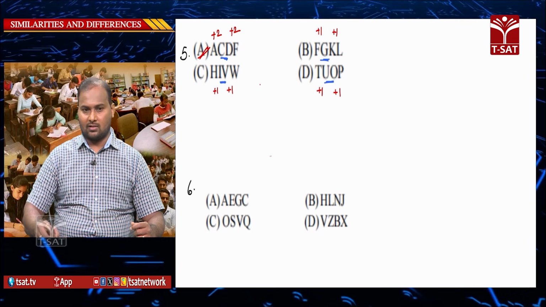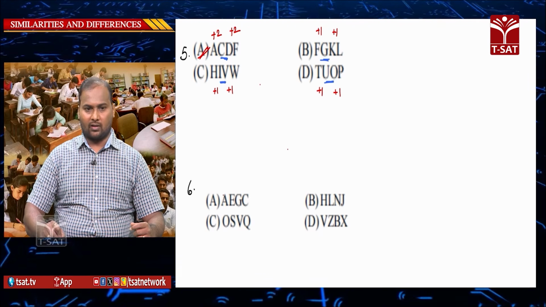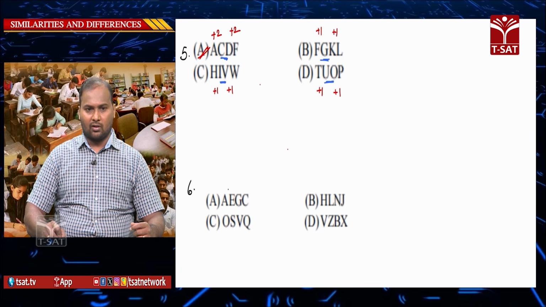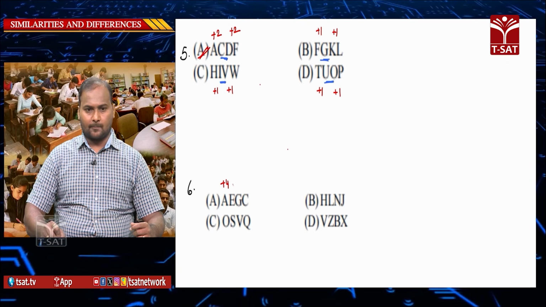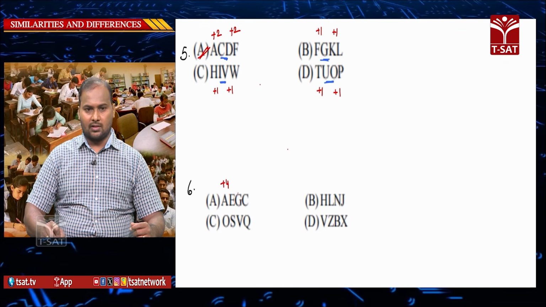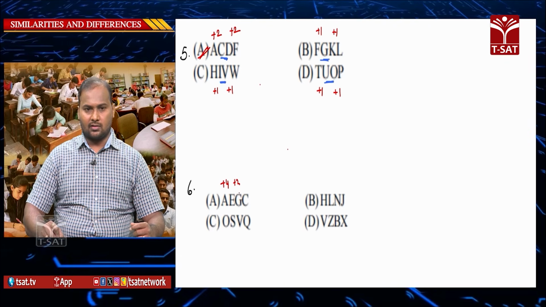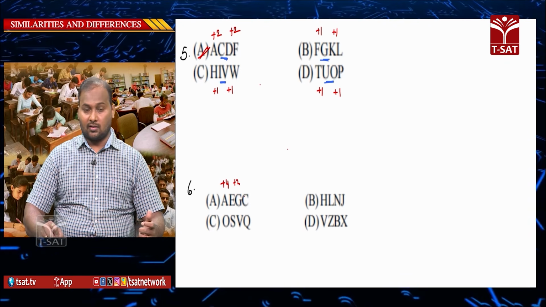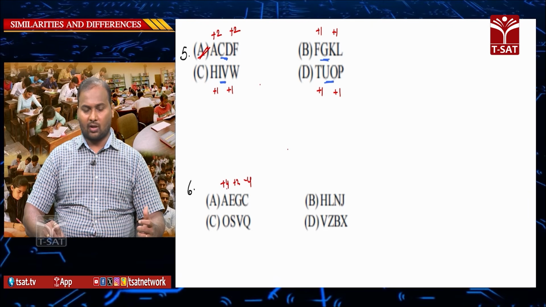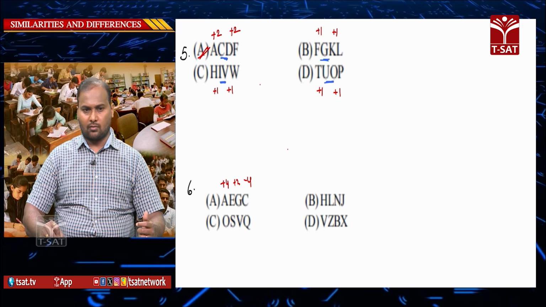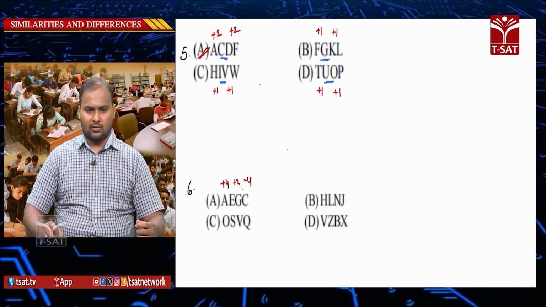So what is the logic here? Let's try to see here. I know that A is 1, E is 5. So 1 to 5 means how much it is increasing by? Plus 4. Come to E to G. E is 5, G is 7. So it is increasing by plus 2. In the same way, G to C, G is 7, C is 3. So it is decreased by minus 4. So the pattern here is plus 4, plus 2 and minus 4. We will check whether it is possible for all options or not.